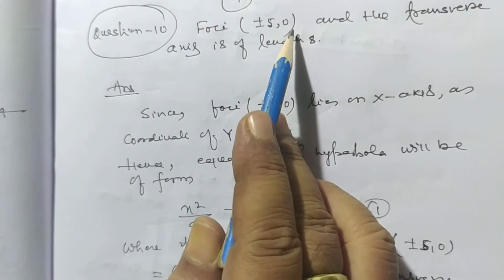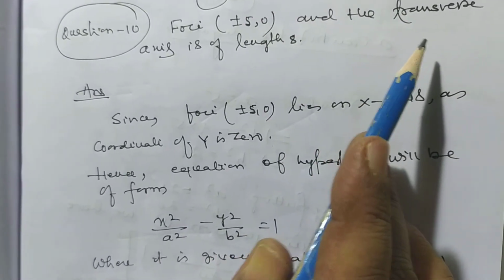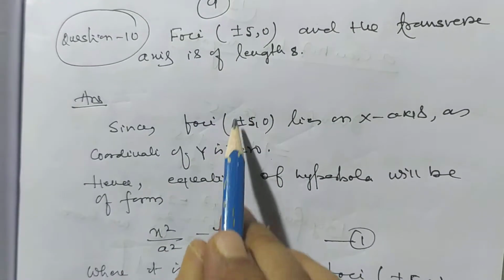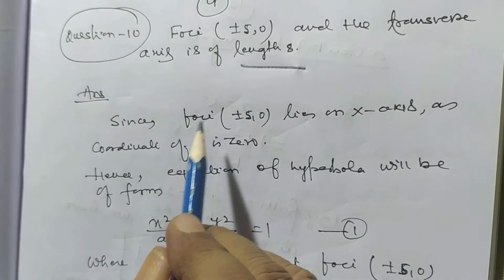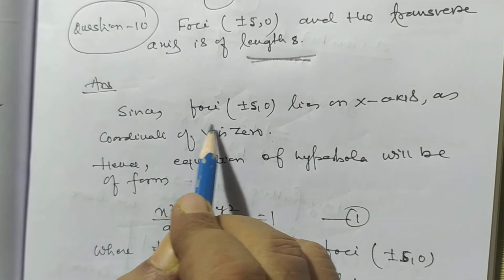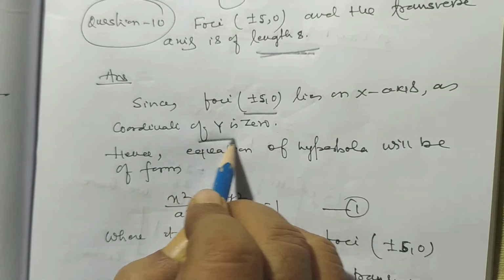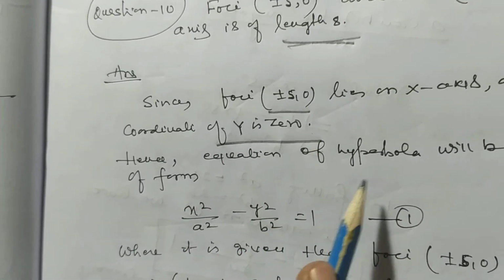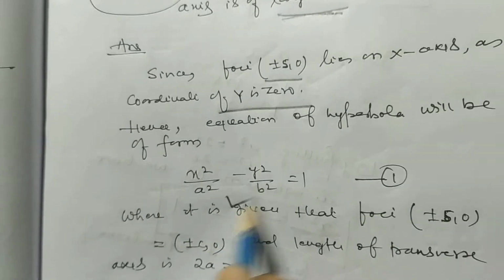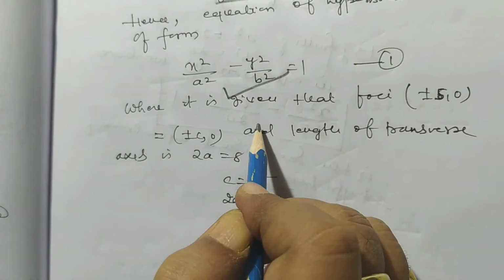Foci plus minus 5 comma 0 and the transverse axis is of length 8. Since foci plus minus 5 comma 0 lie on the x-axis as the coordinate of y is 0, hence the equation of the hyperbola will be x square by a square minus y square by b square is equal to 1.